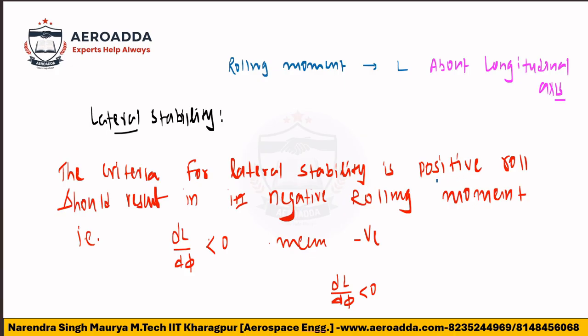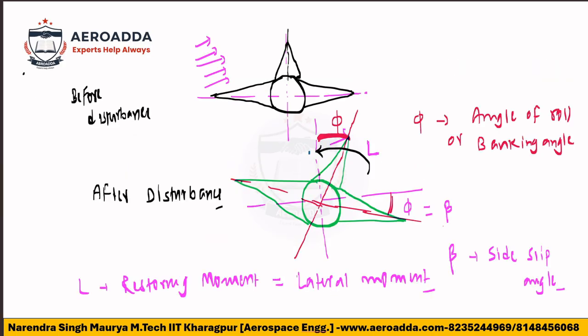The lateral stability is positive roll. A positive roll should result in a negative rolling moment. So laterally it will be stable if you check the criteria. So the roll will be positive. What is the positive roll here? If you talk about the aircraft in front view, this side is the starboard, the right wing, and this is the port.